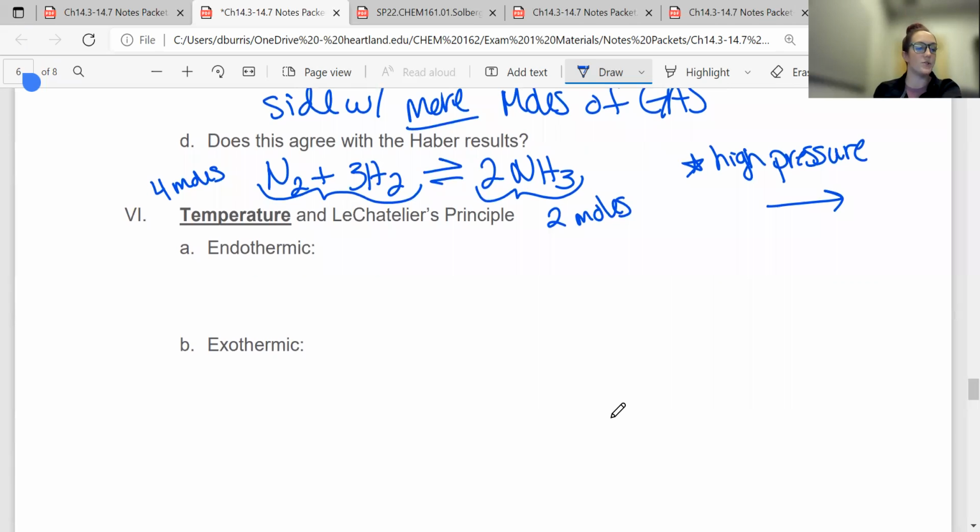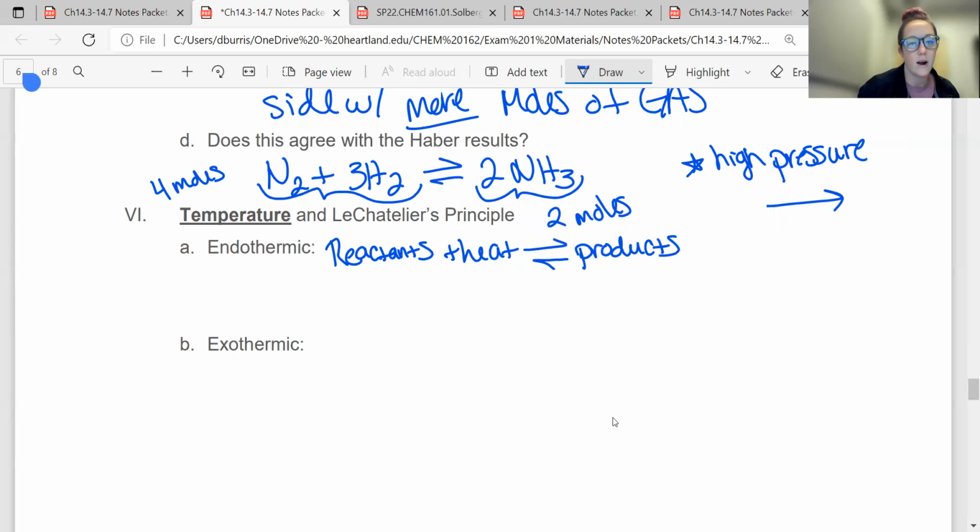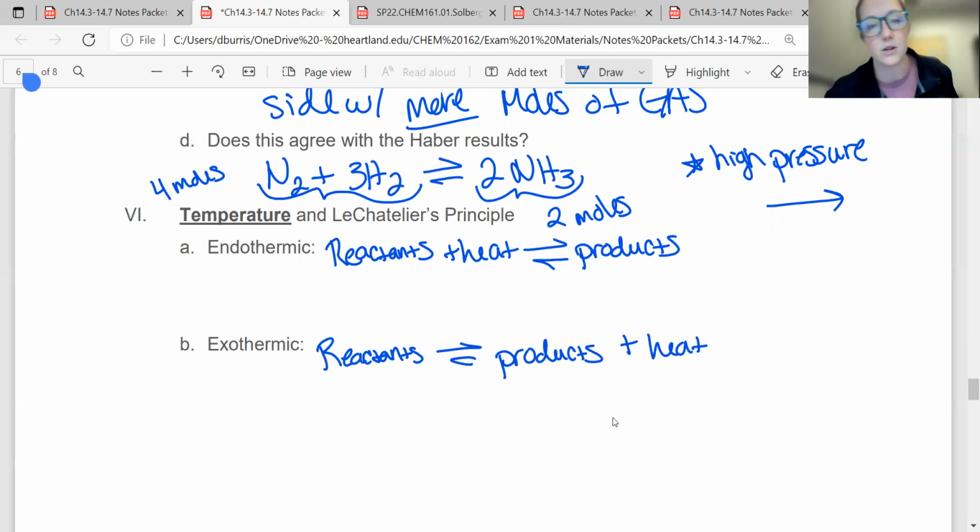Now, finally, temperature can also shift a reaction. We know temperature does change the K value, and that's why it will shift. The K value is going to change with temperature, and it moves either to the left or to the right based on if it's endothermic or exothermic. So, right, an endothermic reaction is reactants plus heat. You have to put heat in, makes the products. Whereas exothermic would be reactants makes products, and it gives off heat. Okay, so the heat is either a reactant or it's a product.